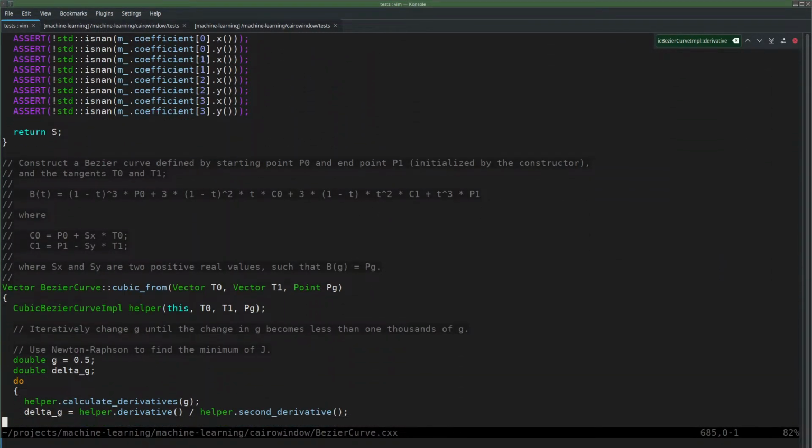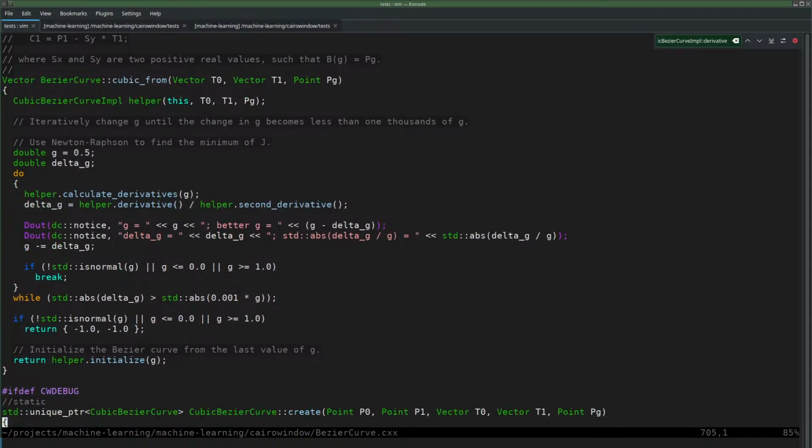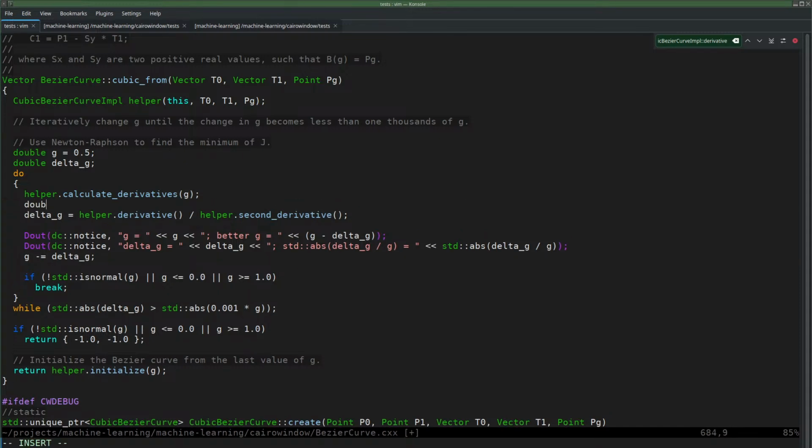No, this is from cubic from. So we can calculate delta G, but then subtracting that would be Newton-Raphson. And I have to check the sign of the second derivative, so no, I have to make that a separate thingy.